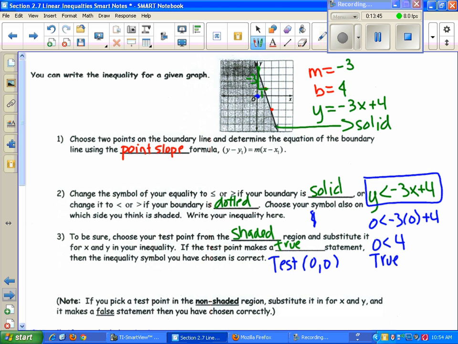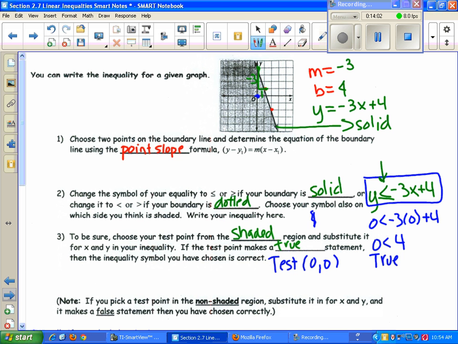And notice one thing that I did forget to put on my equation is that because it is a solid line, it should be less than or equal to. So make sure that you change that to less than or equal to on your equation.